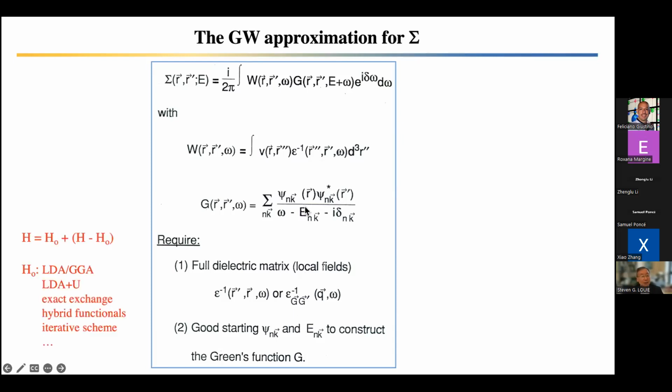So the spirit of this approach is that of perturbation theory. You start with some kind of mean field plus a perturbation due to the true Hamiltonian minus the mean field. So the mean field, H0, can be any kind of starting point: Hartree-Fock, DFT, and so on. It turns out that with DFT, for many materials, that's a very good starting point. And one can try to iterate the Green's function with the solution of the Dyson equation.